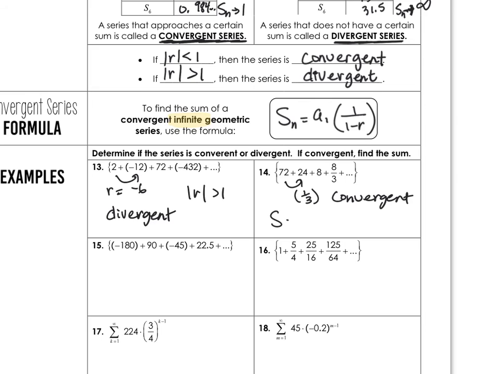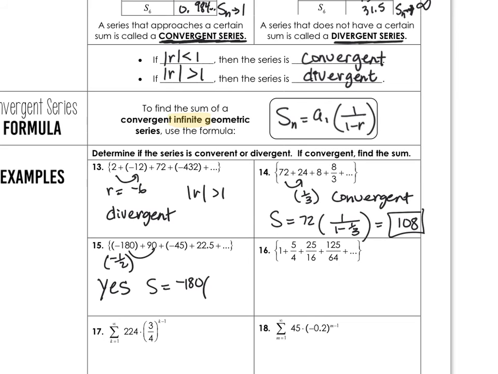So I'm going to use the formula. The sum would be the first term, which is 72, over 1 minus r, and that gives us 108. So make sure you know how to plug that in your calculator correctly and get the correct answer there. Again, you're just looking to see, does it have a sum or not? On this one, they're multiplying by -1/2. So this one does. The sum would be -180 times 1 over 1 minus -1/2, and you get -120. So this one is convergent.